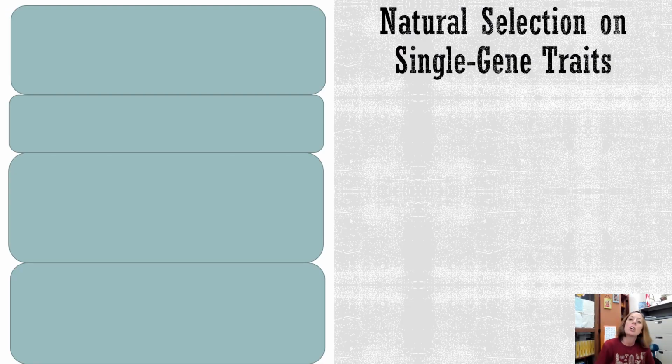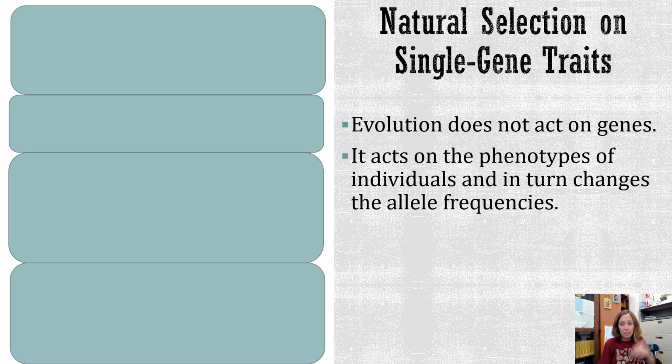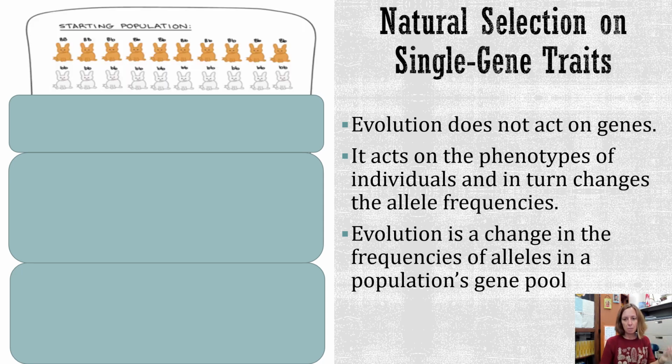Natural selection on a single gene trait, this is how it actually happens. Evolution does not act on genes, it acts on the phenotype of the individuals, but that in turn changes the allele frequency. So we're going to change our allele frequency because your phenotype isn't helping you survive. Evolution is a change in the frequencies of the alleles in the population's gene pool.